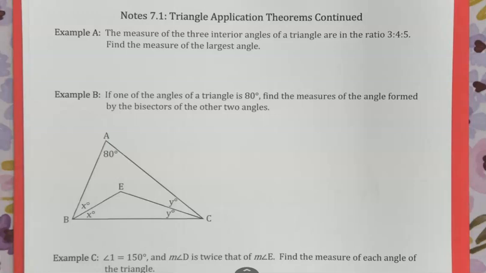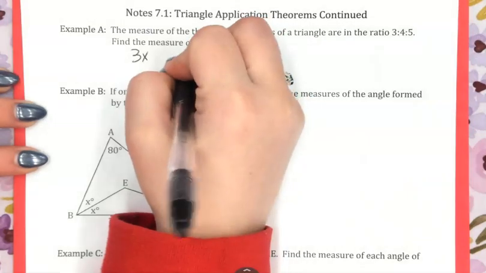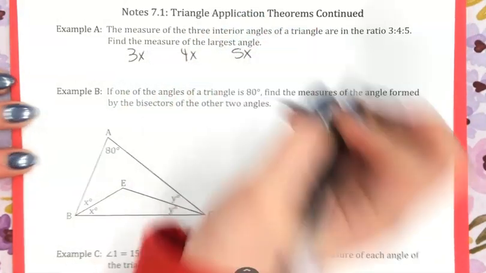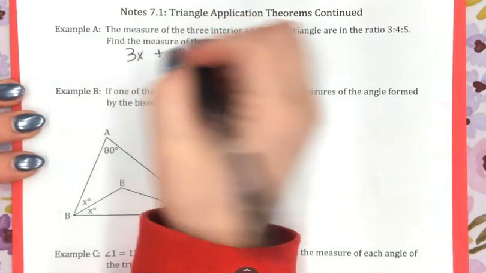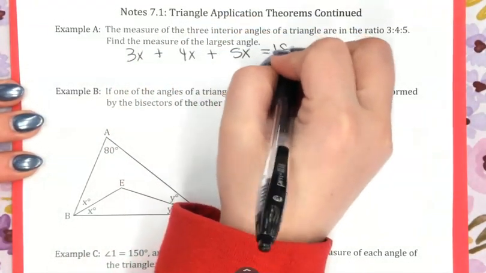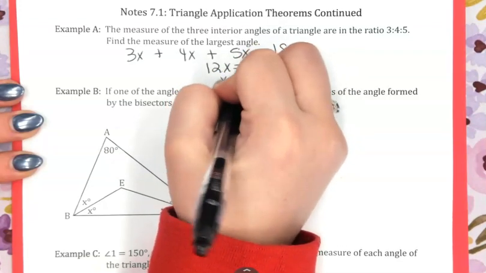The measure of the 3 angles of a triangle are in the ratio 3 to 4 to 5. We've been doing problems just like this since the first 6 weeks. When you see a ratio like that, you know that means you're going to say 3x, 4x, and 5x. And if those are representing the interior angles of my triangle, they need to add to 180. So that means that 12x is 180, so x is 15.